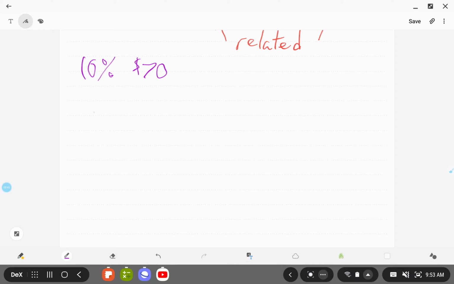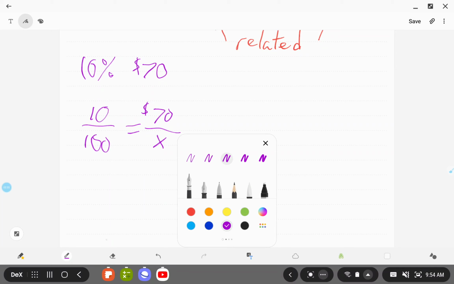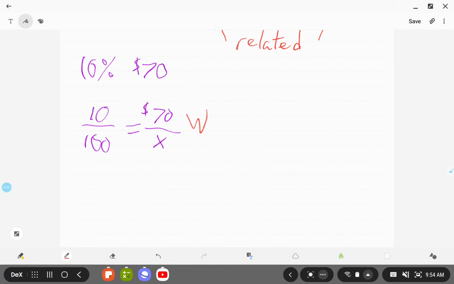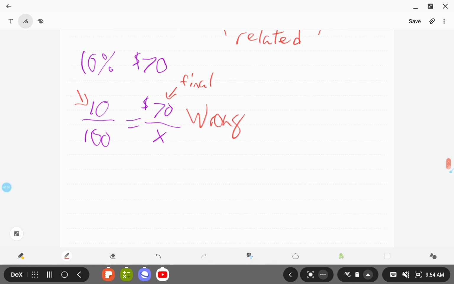The reason I say that is because if you try to create a proportion that was 10 over 100 and you did 70, this would be wrong. The reason that would be wrong is because this represents a final cost after the sale, and this represents the sale percentage, right? So they're not related. You have to be very careful about that sort of stuff. But I'm rambling a little bit there.